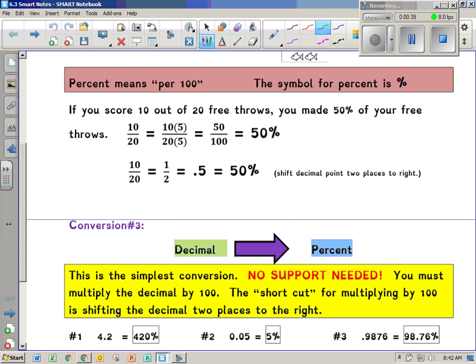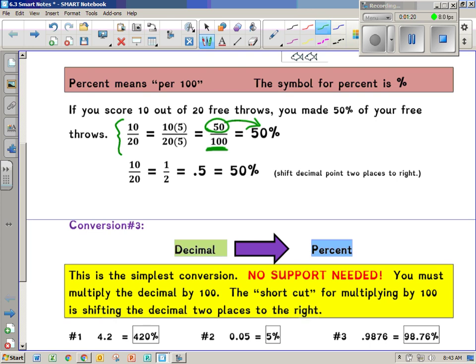So just take a look at this example. 10 out of 20 free throws. It's obvious if you make 10 out of 20, it's 50%. So I just wrote 10 out of 20 as a ratio right here. If I were to multiply the numerator and the denominator both by 5, and the only reason I want to do that is if I can make the denominator exactly 100, then the numerator is the percentage. So putting that percent sign is very important. It means per 100 or out of 100.